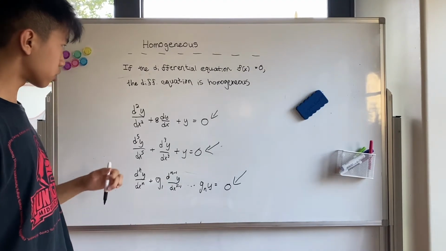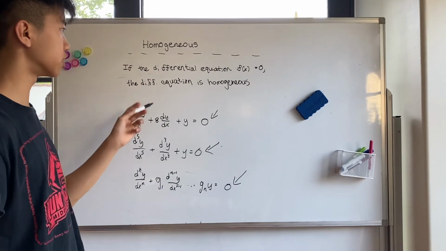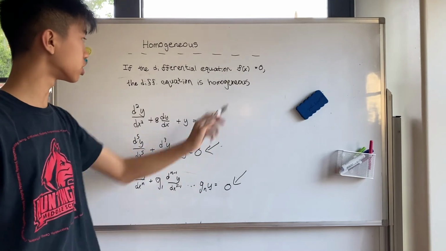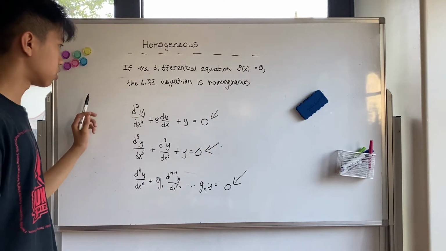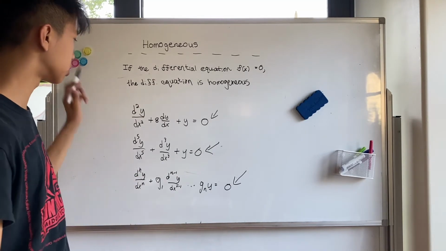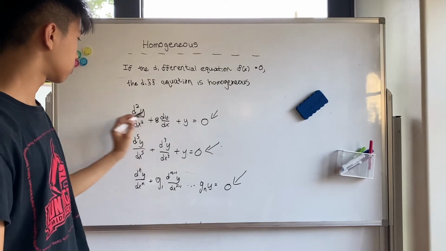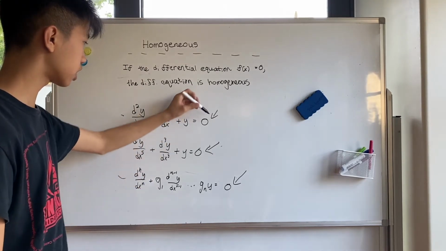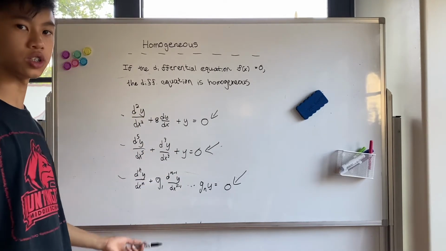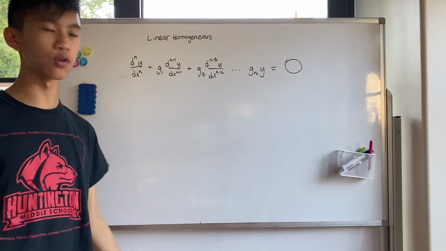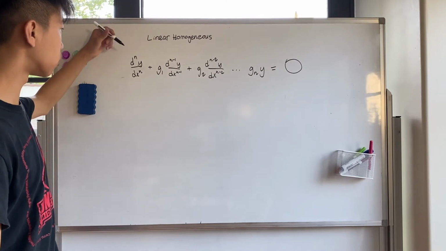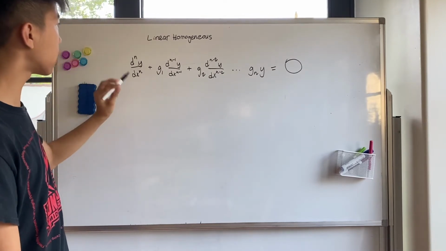In order to make a differential equation homogeneous, f of x must equal 0. Otherwise, it's called non-homogeneous. Examples of homogeneous differential equations are these. Notice that all of these differential equations equal 0, therefore are homogeneous. Therefore, all of the differential equations that we will be working with in this video will follow this form because it is linear and homogeneous.